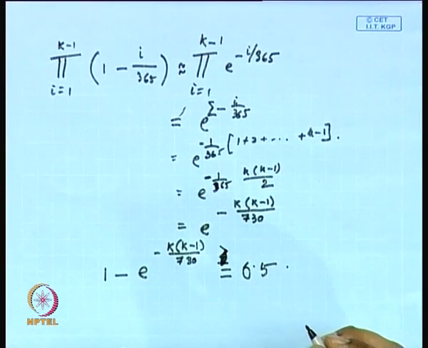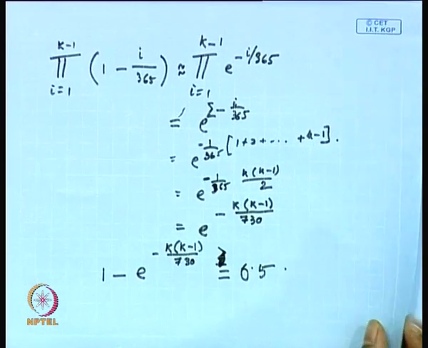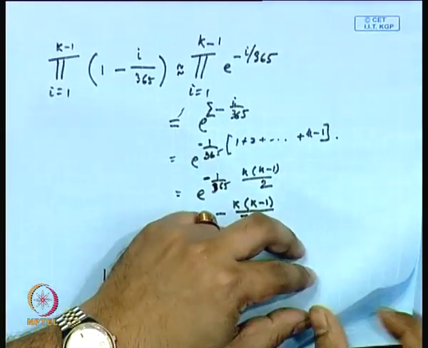We can actually see this, and I'm not really going into this. You can do these calculations like this. That is 1 minus e to the power of minus k(k minus 1)/730 is equal to 0.5, and therefore k(k minus 1)/730 will be equal to ln 2.